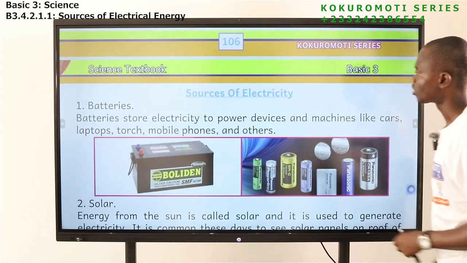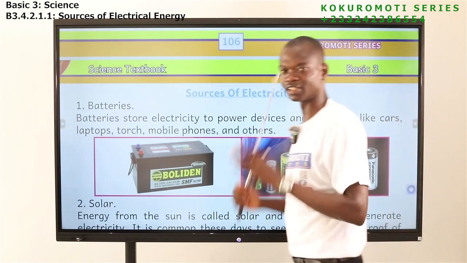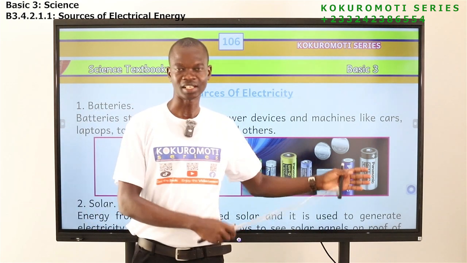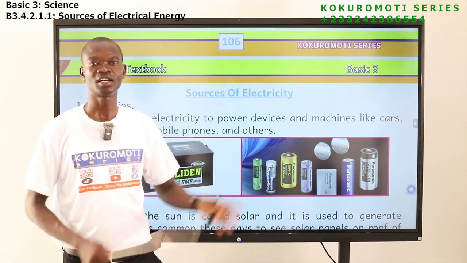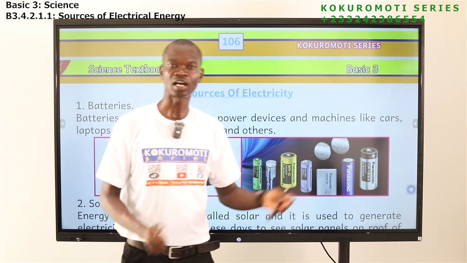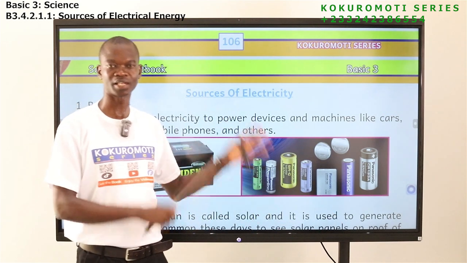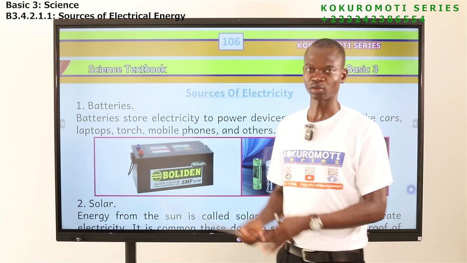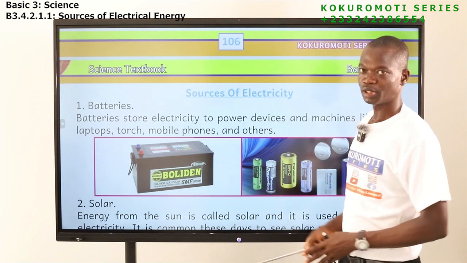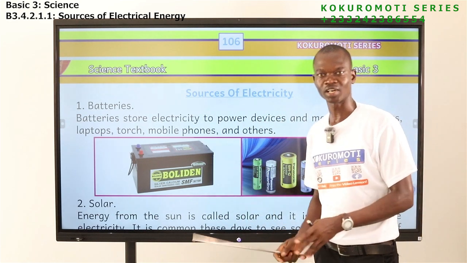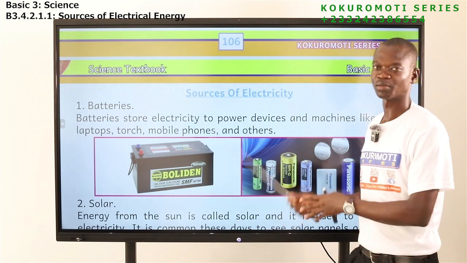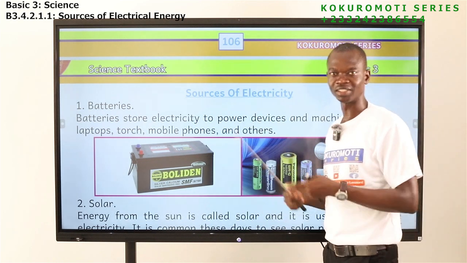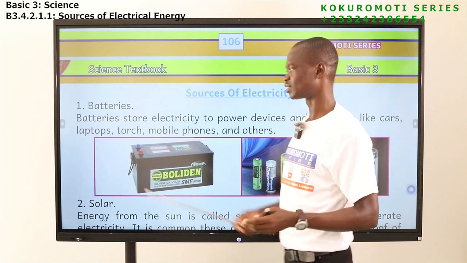Okay, so we have looked at electricity in Ghana, places where we get electricity. We have seen Aboadze thermal plants, Akosombo hydroelectric plants, and Bui hydroelectric plants. There are people who helped in the discovery of electricity. We have seen some of them, like Alessandro Volta, Benjamin Franklin, and Thomas Edison.